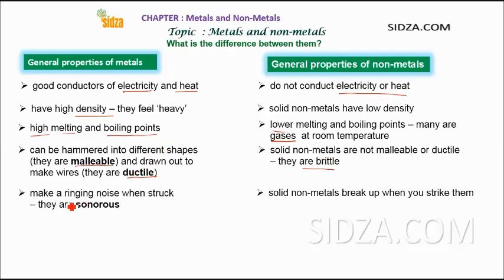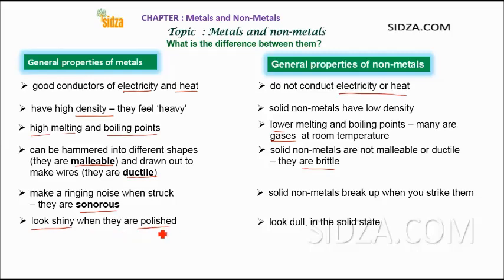Metals are sonorous. When a metal is struck with some hard substance, it produces noise, sound is produced there, while non-metals do not. They are not sonorous. Metals look shiny when polished, while non-metals look dull in the solid state.